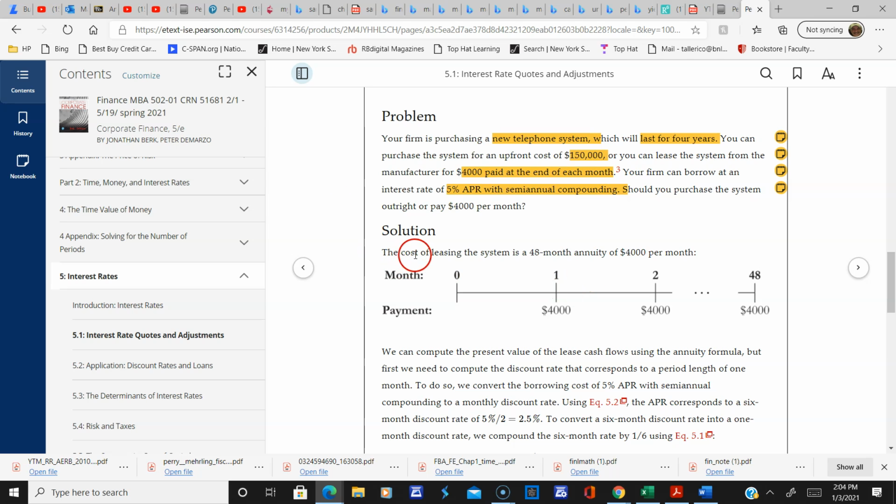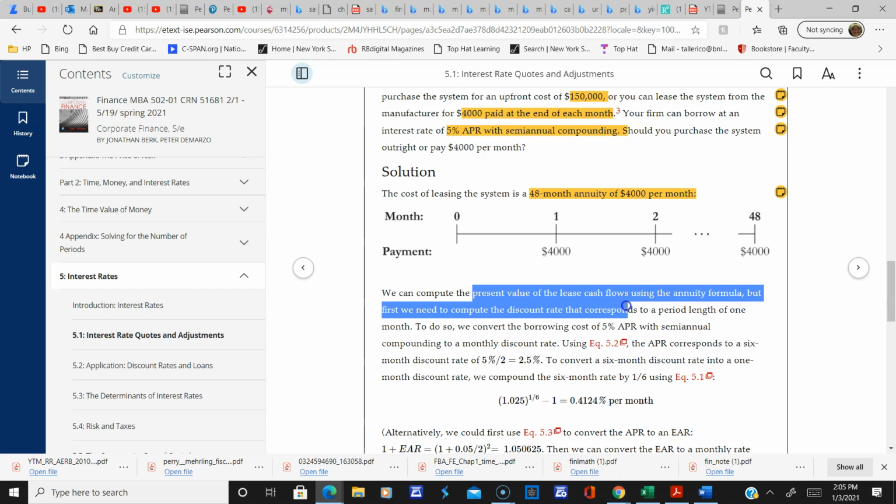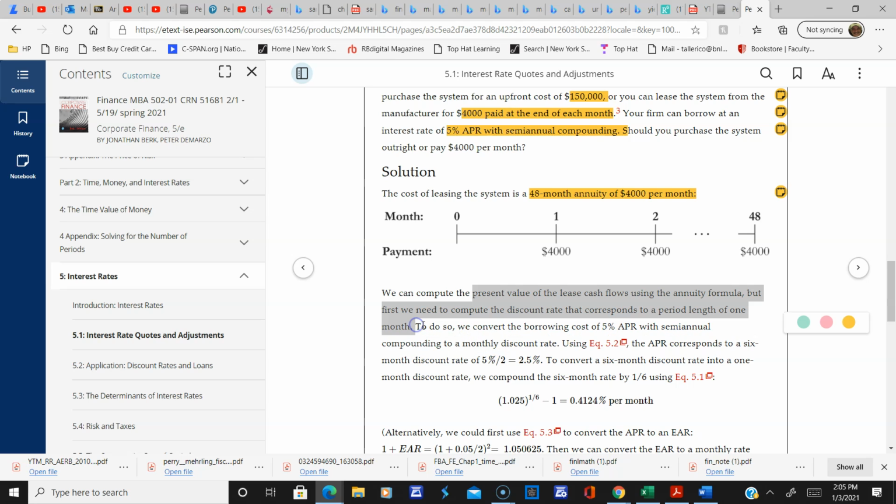So here's how it looks for leasing the system for 4 years, right? It's a 4-year life at $4,000 a month. Here's the timeline. So let's look at that. That's pretty obvious, right? We can compute now. Again, we haven't gone over present value, but you can see that in chapter 4, I believe. We can compute the present value of the lease cash flows using the annuity formula. But first we have to get the discount rate that corresponds to a period of 1 month.